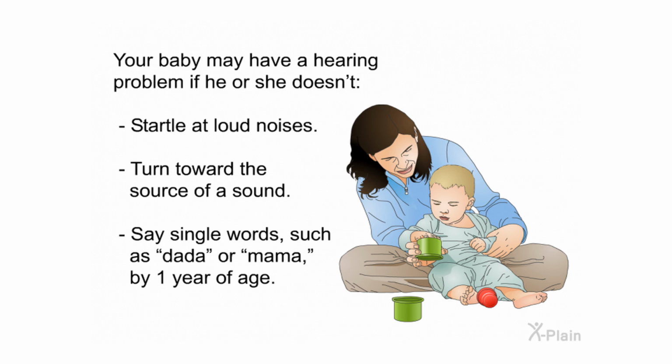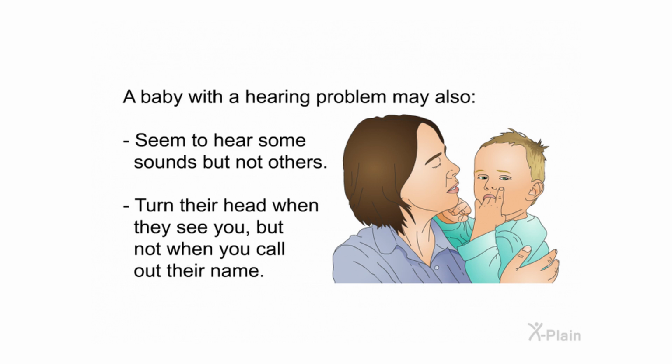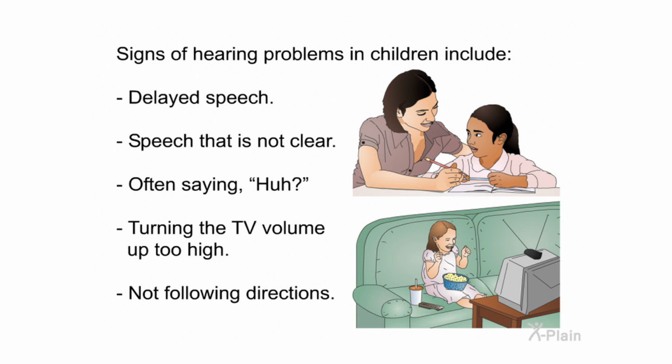Your baby may have a hearing problem if he or she doesn't startle at loud noises, turn toward the source of a sound, or say single words, such as dada or mama, by 1 year of age. A baby with a hearing problem may also seem to hear some sounds but not others, or turn their head when they see you but not when you call out their name. Signs of hearing problems in children include delayed speech, speech that is not clear, often saying, huh? turning the TV volume up too high, and not following directions.